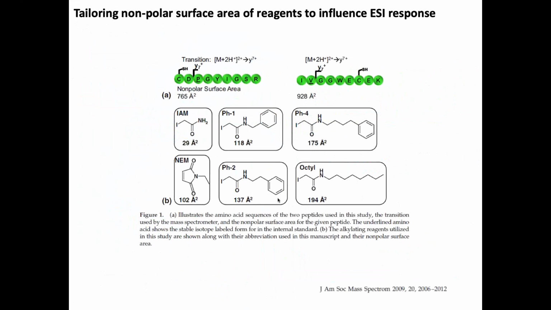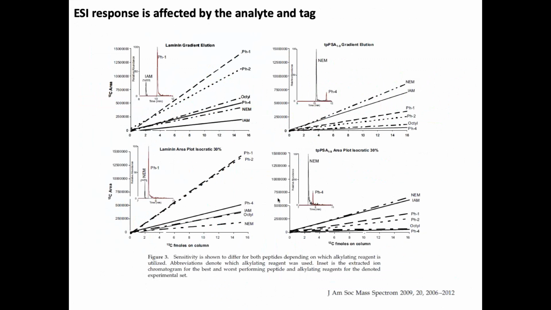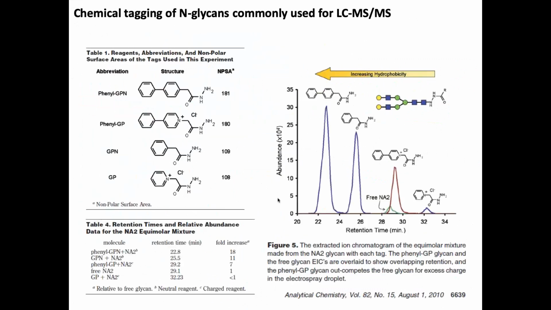These are just some of the nonpolar surface area numbers for some tags that we developed early on. This is showing you some of the responses. Just trying to get through some things pretty quickly because we still have a good bit to get to. This is showing you some HILIC data for some N-glycans for LC-MS. So this is HILIC, not reverse phase, so the elution order changes, but you can see that for things that have a higher nonpolar surface area, so this phenyl GP hydrazide tag versus this GP hydrazide tag, which is a 108. It's also got a precharged cation.